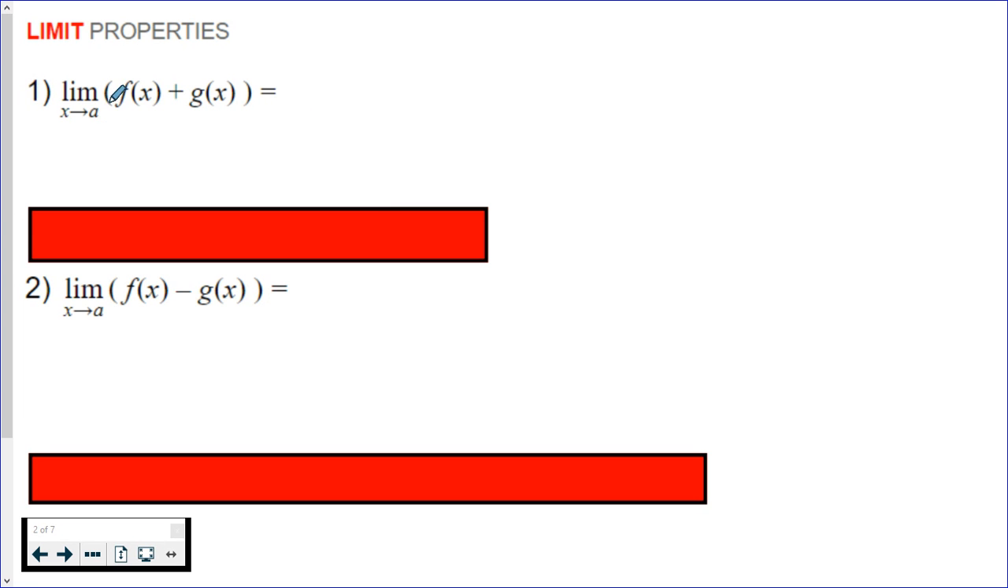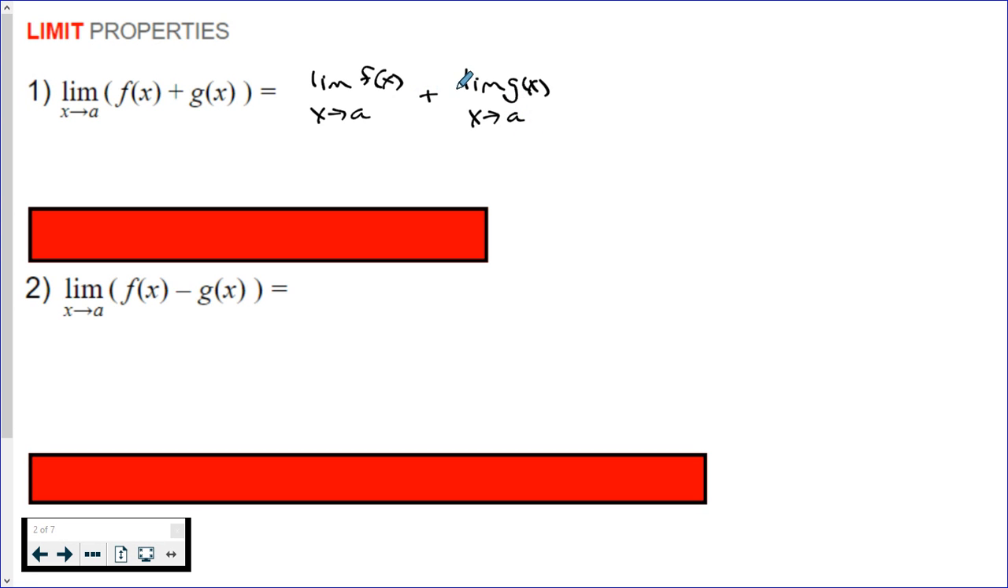So here we go. So how do you read this? This is read the limit of f of x plus g of x as x goes to a. Turns out that if you wanted to do this, you can do the limit of each function individually. So first do the limit of f of x as x goes to a, then do the limit of g of x as x goes to a, and then you know what to do with those two answers.